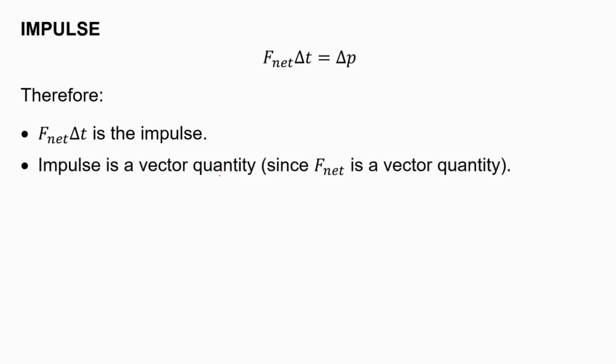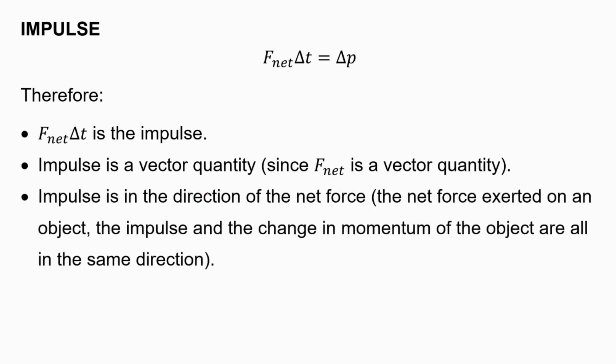Then impulse is a vector quantity. Since F net is a vector quantity, it means impulse is also a vector quantity. And impulse is in the direction of the net force. Actually, the net force exerted on the object, impulse, and change in momentum, all these three are in the same direction.